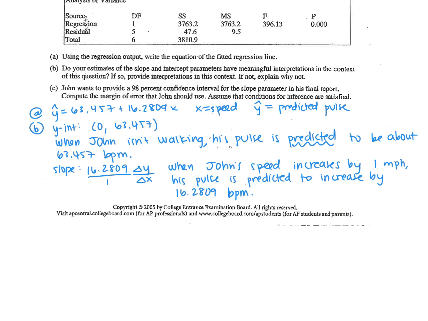Okay. None of that is new. Questions before we take a look at part C, which is the new stuff? Okay, part C. John wants to provide a 98% confidence interval for the slope parameter. Compute the margin of error that he should use.